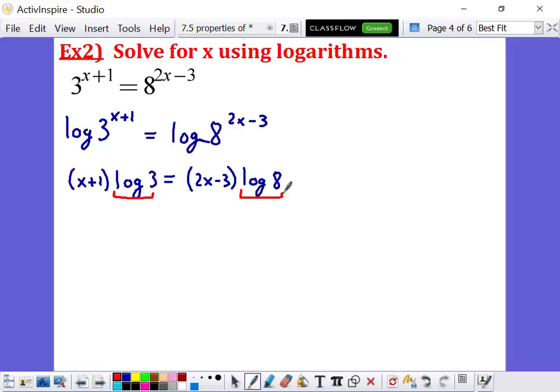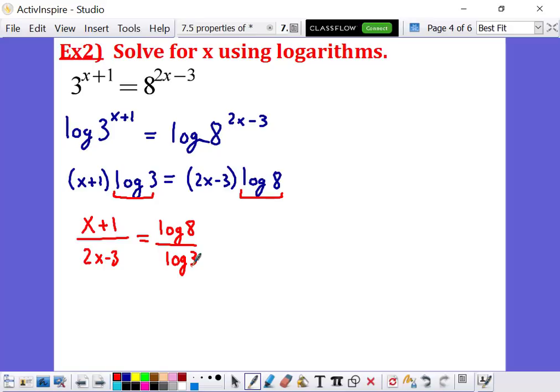So typically what we want to do next is we want to try to get the x's on one side of the equation and then get everything that's not an x on the other side. So here's how I'm going to do that. I'm going to do some division here. So I'm going to take this 2x minus 3 and I'm going to move it to the other side, to the left-hand side, by division. So that's going to be x plus 1 stays where it's at. And if I divide both sides by the 2x minus 3, I get that over here. Now, if I want to move the log 3 to the right-hand side, I'm going to use division again. So I keep that log 8 on the top, and I divide that by log of 3.